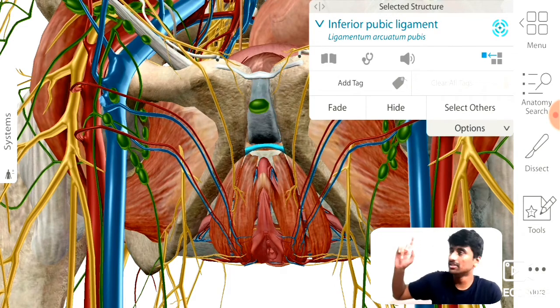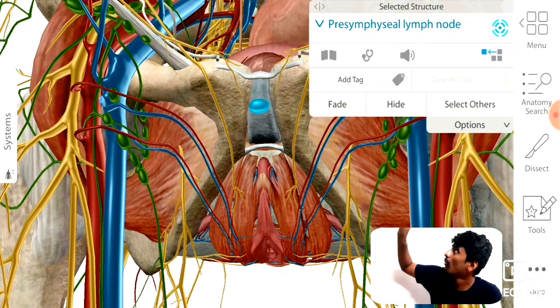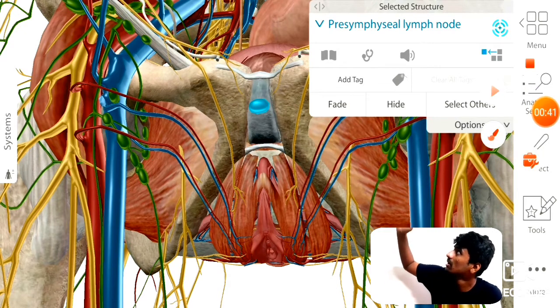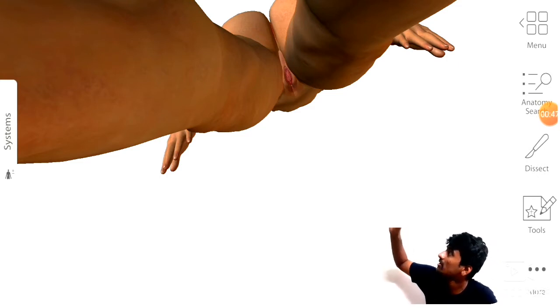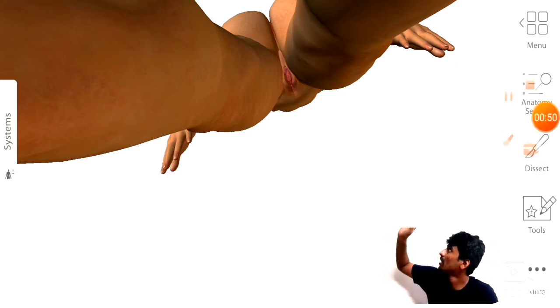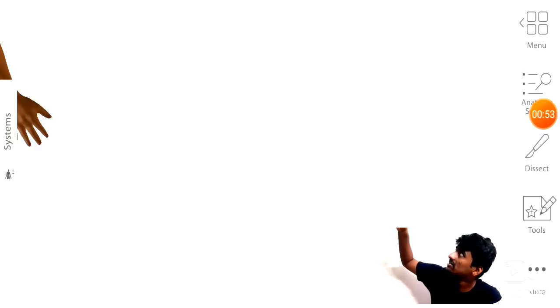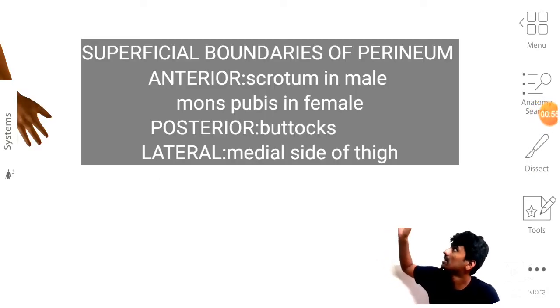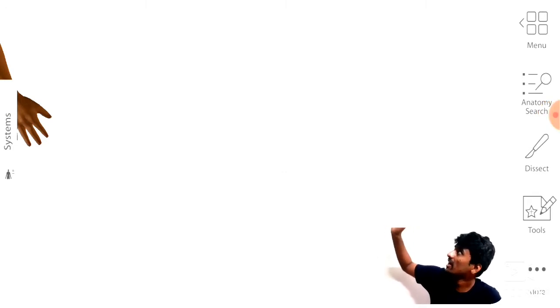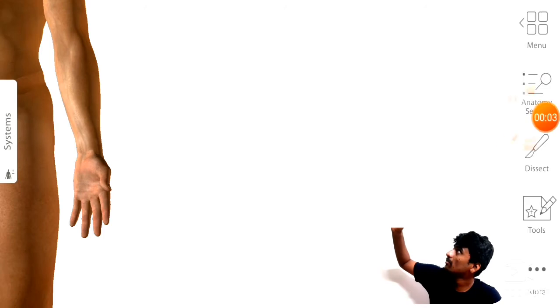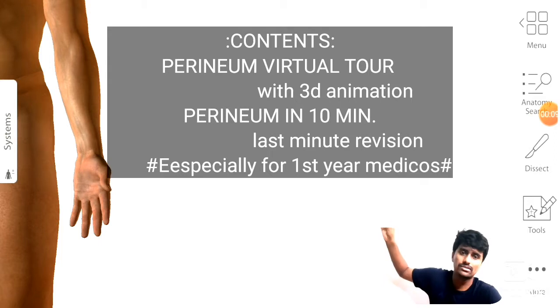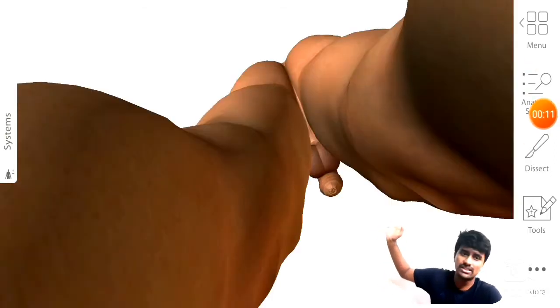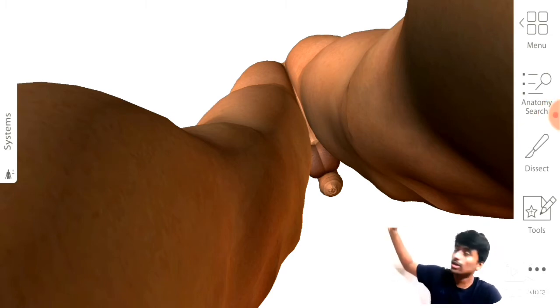And now we are going to see the perineum, the superficial boundaries among the male and female genital organs at the lower part of the trunk from the inferior view. This is the superficial boundaries of the perineum, forming the scrotum anteriorly in the male, and laterally it forms the medial side of the thigh, and posteriorly it forms the buttocks in male, whereas in female the anterior region takes its boundary as mons pubis, and both the lateral sides are the same as the male perineum, which is the medial side of the thigh, and posteriorly it includes the buttocks.